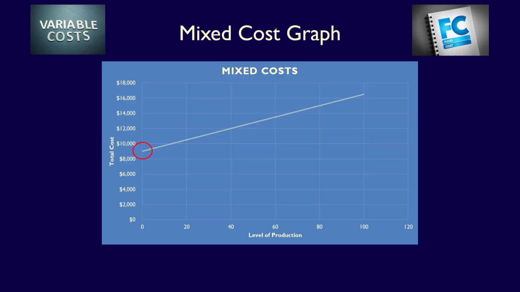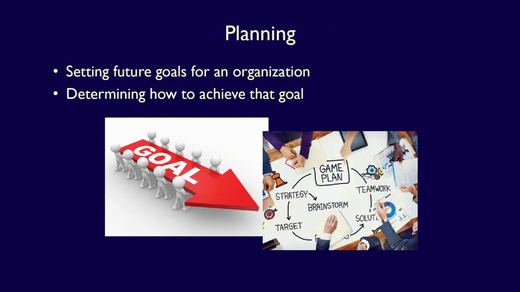And the graph of a mixed cost shows a line which intercepts the y-axis, which we know is the total cost axis, at a point which is equal to the total fixed costs. We also know that one of management's main functions is planning, which is when management sets future goals for an organization and determines how to achieve those goals.